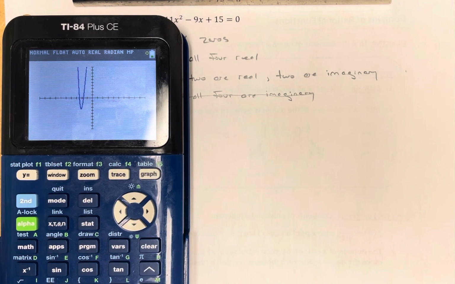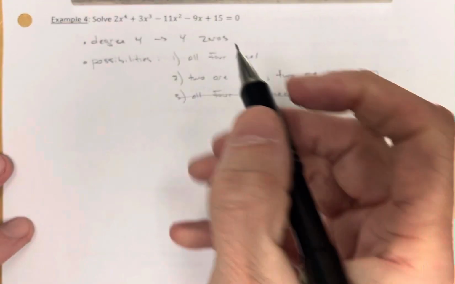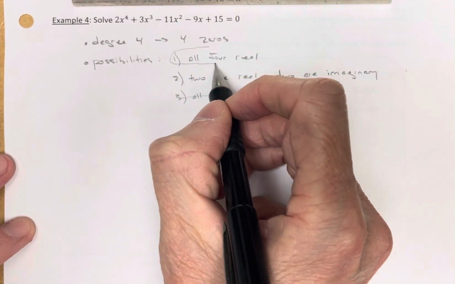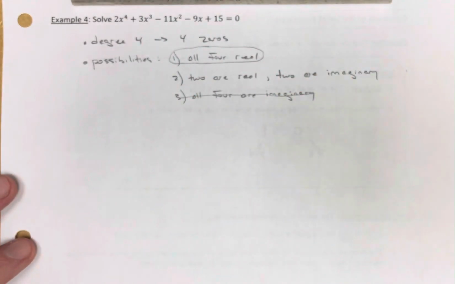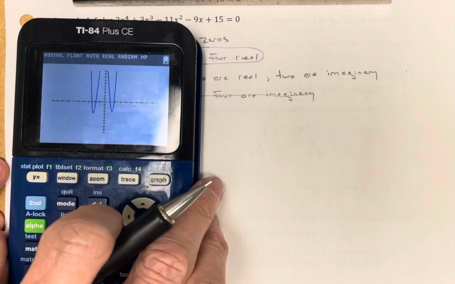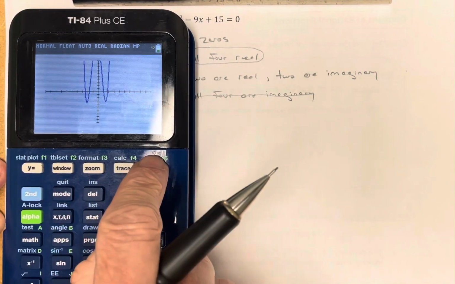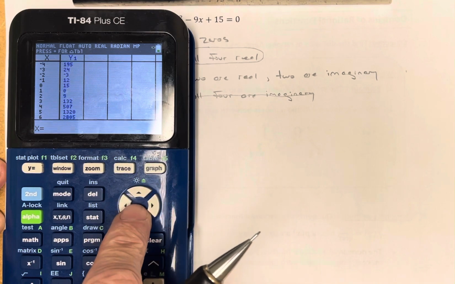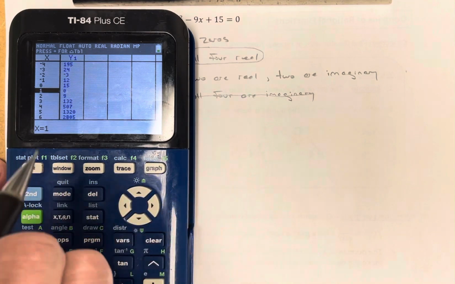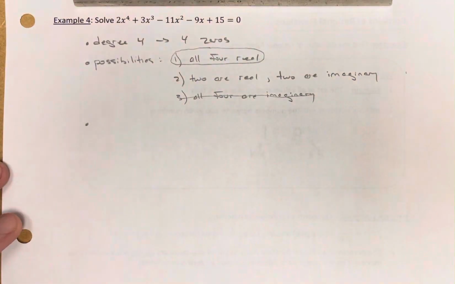1, 2. Oh, I have all 4 real. They're all 4 real. 1, 2, 3, 4. All 4 of these are real zeros, okay? Are any of these rational? Are any of them rational that I can work with using division? Let's go to my table. My table says, yep, you've got a rational 0 at 1.